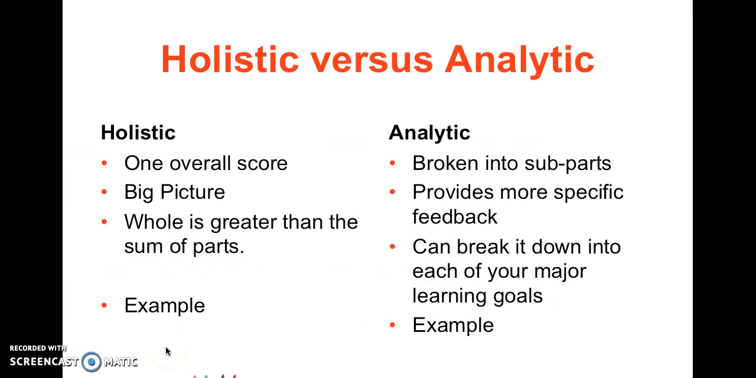Now, with rubrics, there are two classical approaches. You have the holistic approach, which looks at the big picture, looks at one overall score, looks at the whole is greater than the sum. That might be an example, might be something where you're looking at an essay. You're writing a whole essay, so you're not breaking it down into subcategories. You're looking just at the essay as a whole.